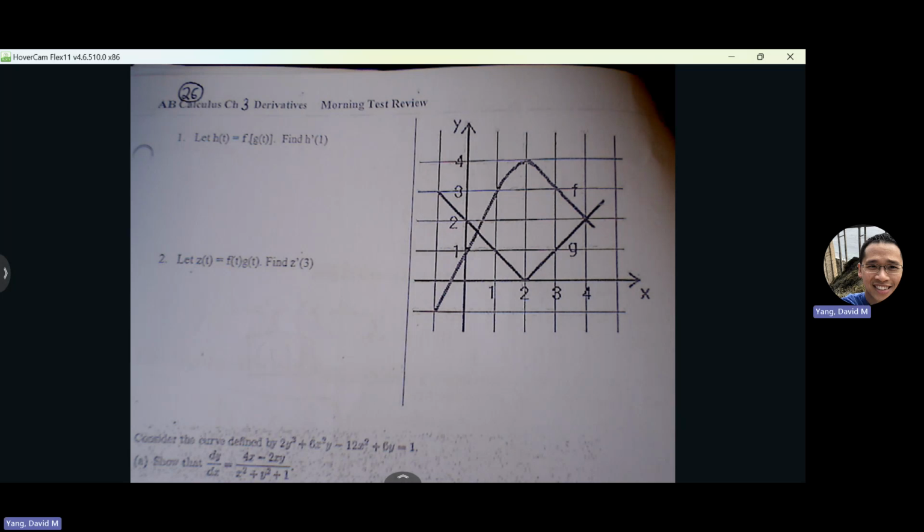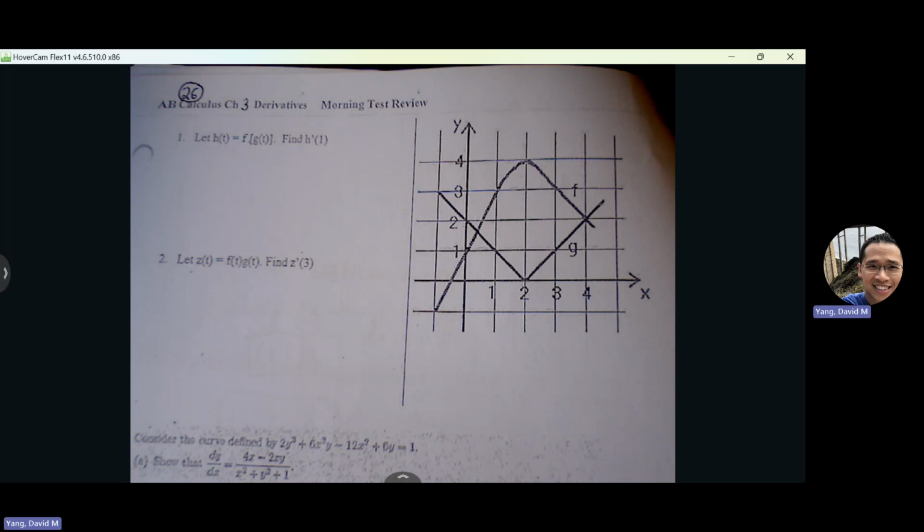So number 1, what rule do we need to use to find the derivative? Or compare 1 and 2. What's the difference between the two of them? Okay, one is chain, the other is product.